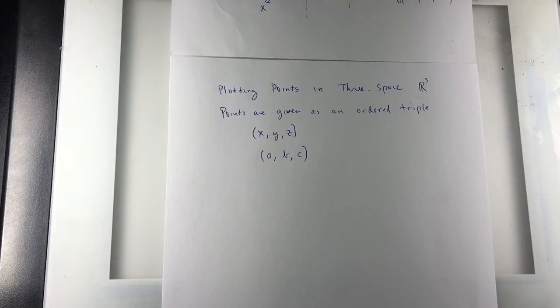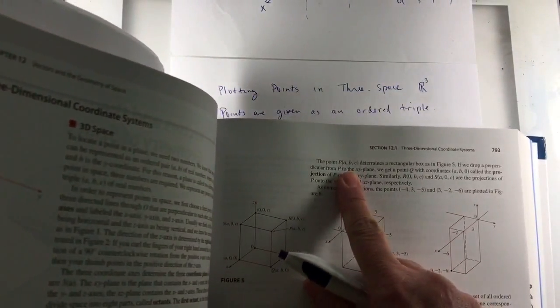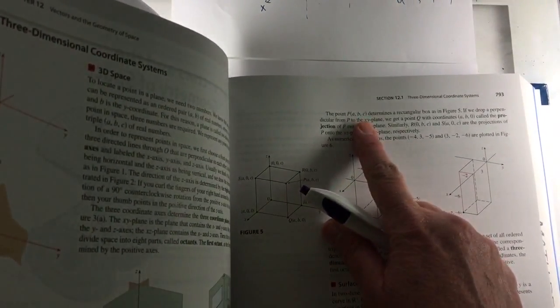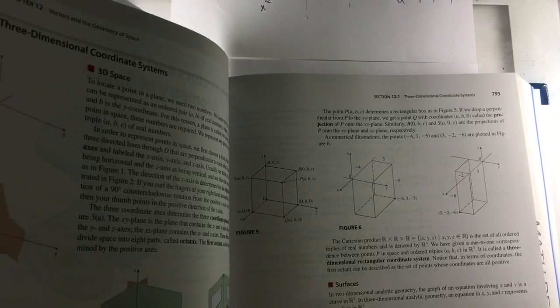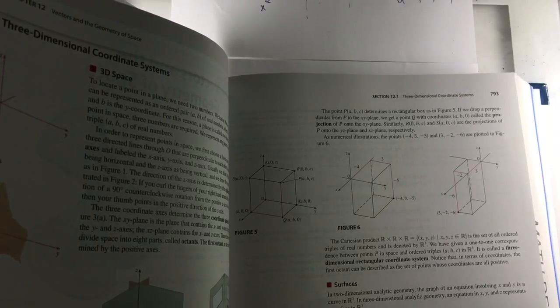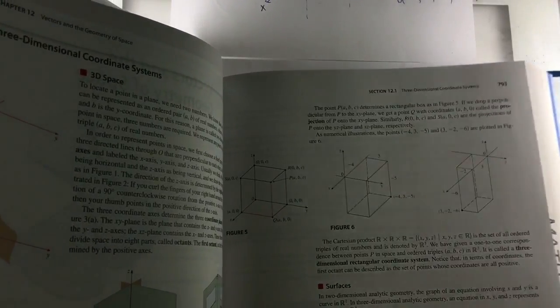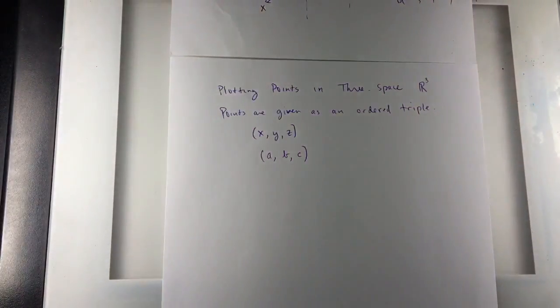So I was reading your textbook this morning, and I saw this, and I thought, do you know the difference between when they have ABC, they're talking about a specific point, or if they have XYZ, they're probably talking about every point. So just a little bit about the notation there.